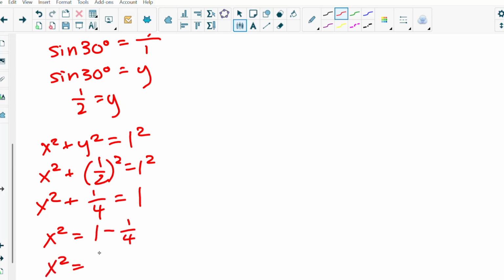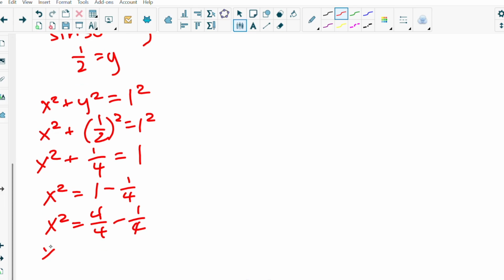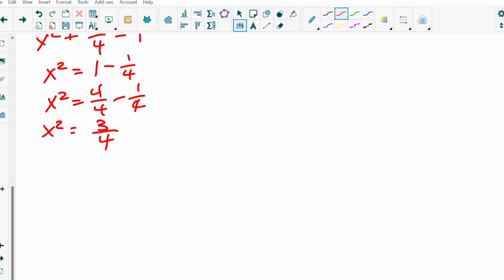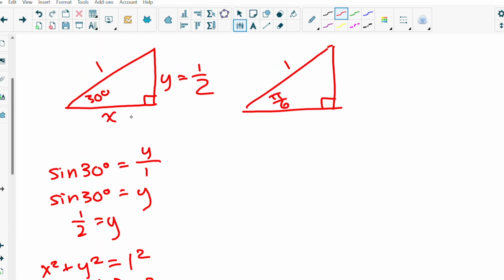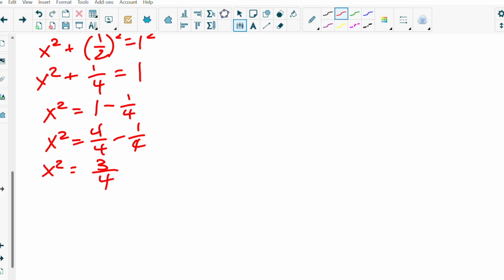X squared equals, and let's combine by making equivalent fractions, so that's 3/4. And I take the square root. Note that this is a positive value for x, because I'm on the positive side of the x-axis. So I'm going to ignore the negative value for now because I'm looking for the positive value. X equals the square root of 3 over 4, and x equals the square root of 3 over 2.